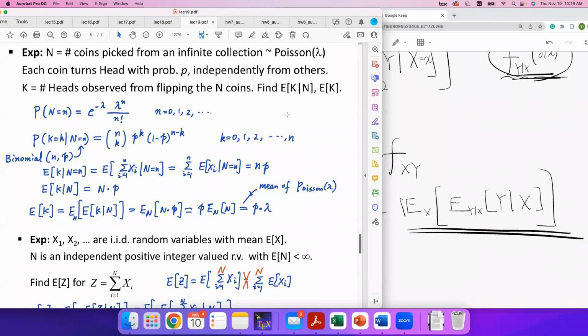So you can see that this one is indeed a number, right? Because we are taking expectation of a random variable. But this one is still a random variable because we are still conditioning on something that is random. But this one is a number because we are conditioning on something fixed. So indeed it's a number.